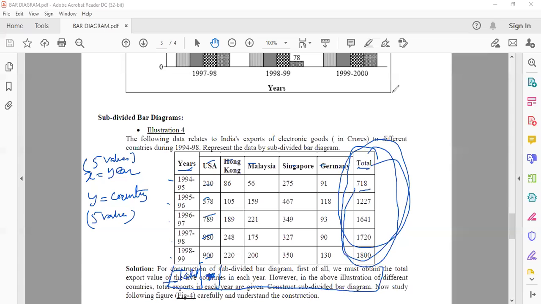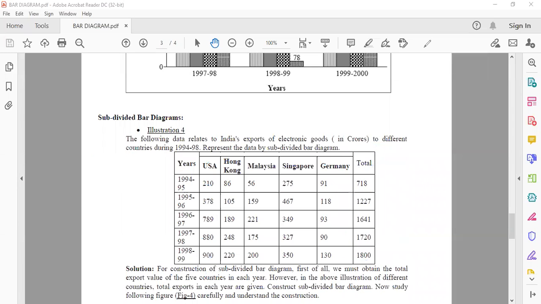Okay, then how can you draw? It is a little bit calculative with respect to the multiple and simple. Let us check what kind of calculation there is.